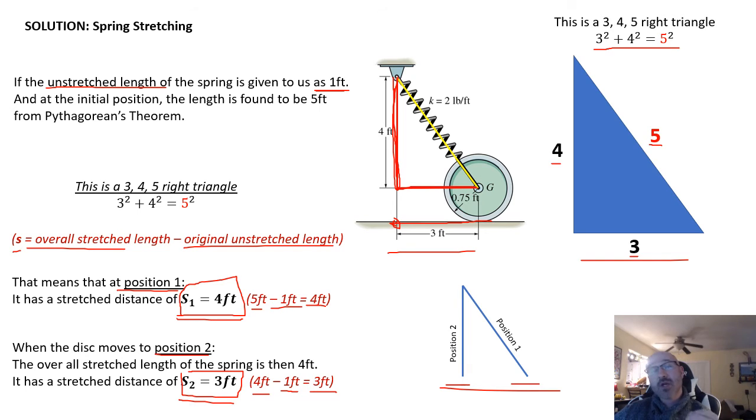And where these are going to become important is when we're starting to solve for our velocity here and looking at our potential energy of the spring. So we're going to want that stretch length, how much that spring is stretched in both position 1 and position 2, and utilize that information in our energy equation.